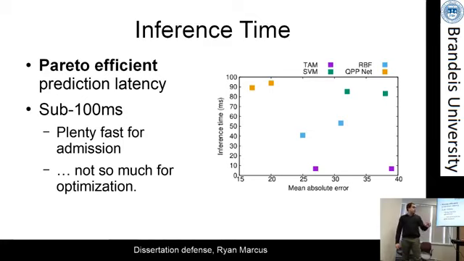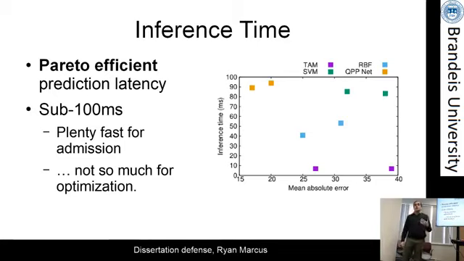Again, where you want to be is down in the lower left, but all the solutions are more or less close to that. The TAM approach, which is a very simple linear regression model, has very, very low inference time, but pretty high error. Our approach has admittedly much higher inference time, almost up to 100 milliseconds, but drastically lower error. So depending on your application, this might be acceptable or not acceptable.